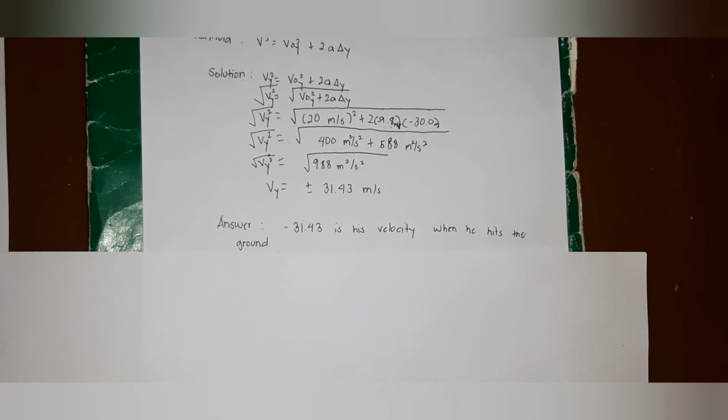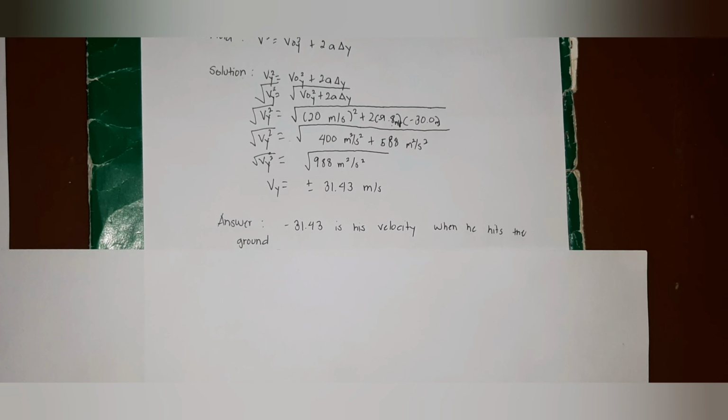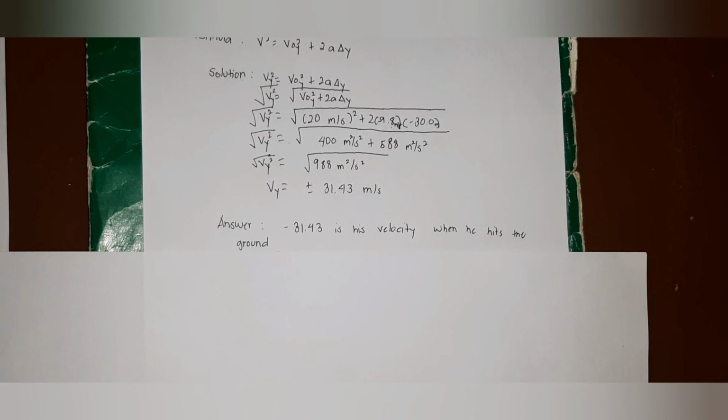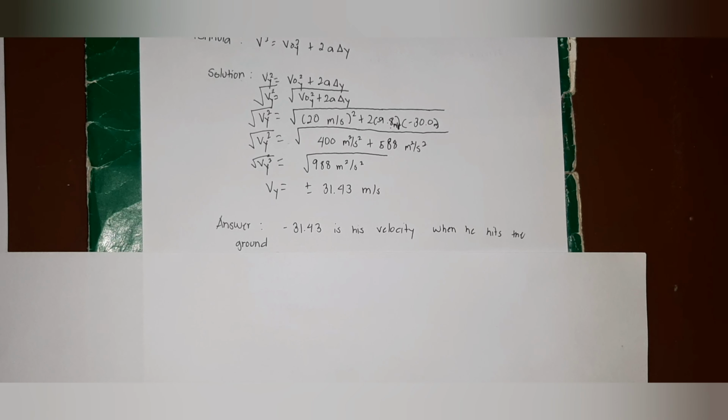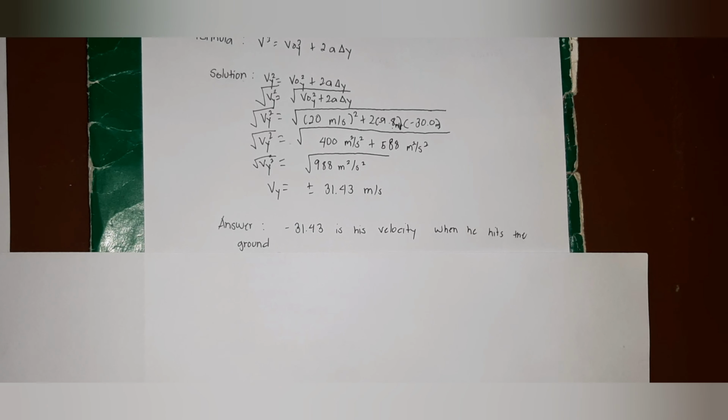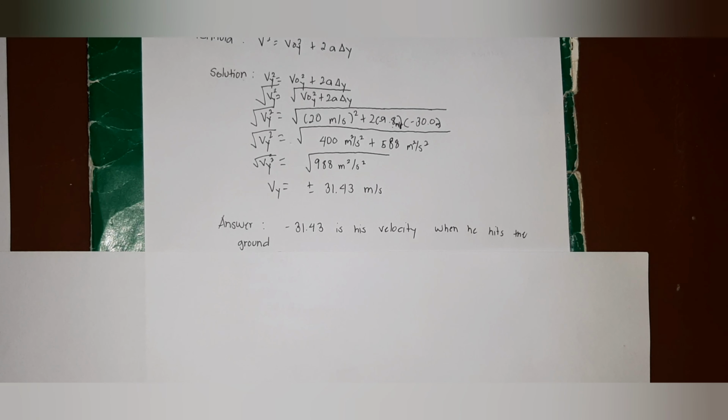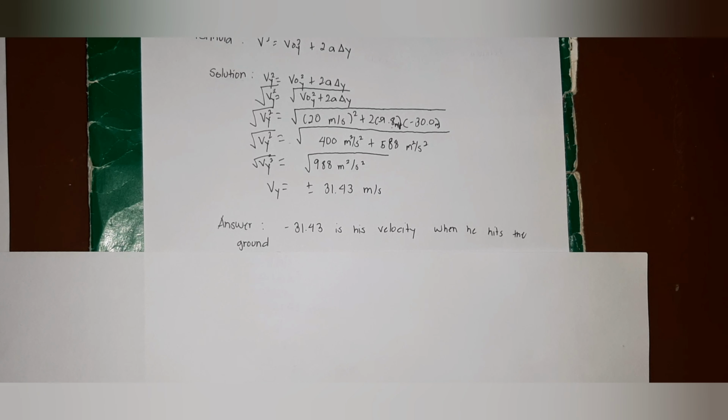And I am going to explain how we get the answers from problem number 1. So this is the formula: final velocity y squared equals initial velocity y squared plus 2 times acceleration due to gravity times delta y. We have to take the square root of both sides so that we can get the final velocity.